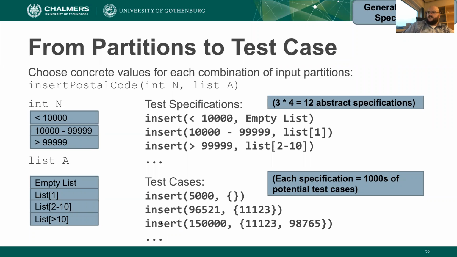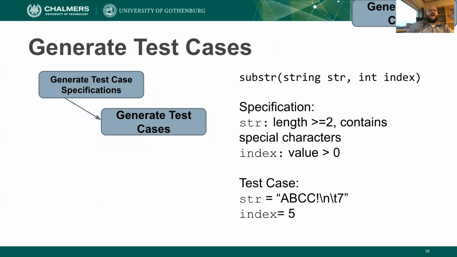Right, and we can create more and more of these for each of these. So however many of these we want to try, but we'll do at least one from each of these. Make sense? Okay. So we have now our set of test case specifications.